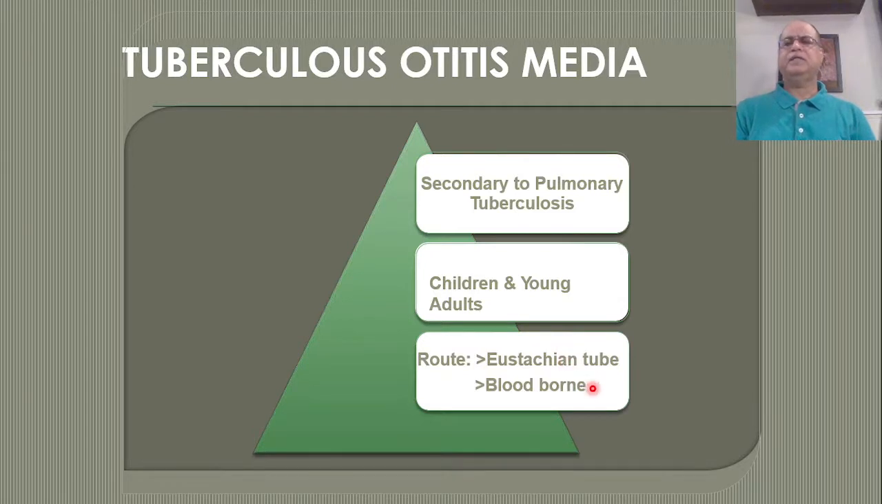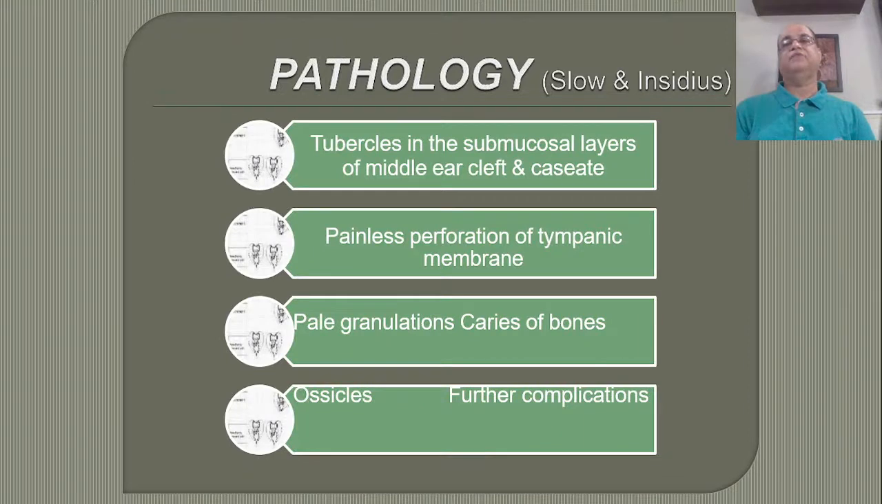usually, but still hematogenous or blood-borne spread can also be there, and this spread may be from other areas like tonsils or lymph nodes. Tuberculosis can affect the middle ear cleft as well, but as I said, it is almost always secondary to pulmonary tuberculosis. So usually from pulmonary tuberculosis, through the Eustachian tube, the middle ear is affected.